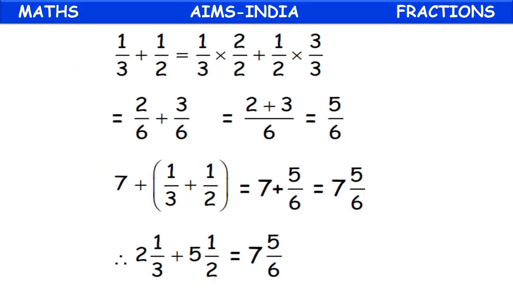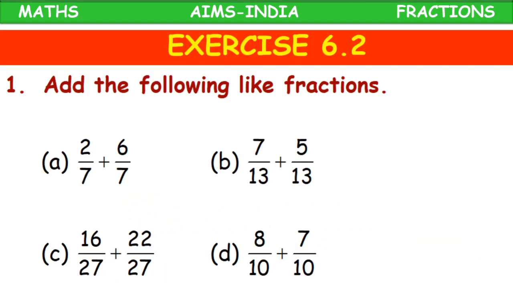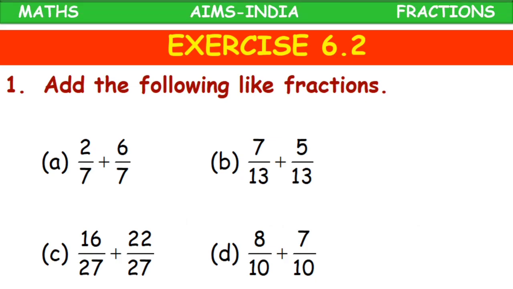If we observe, even in method 1 we got 7 5 by 6 as the answer. And even though we followed a different method, the answer is 7 5 by 6. Yes children. So what does this prove? No matter whichever method we follow, when we are adding two mixed fractions, the answer should be the same. Understood children? What did we learn today? Addition of like fractions, unlike fractions and also mixed fractions.